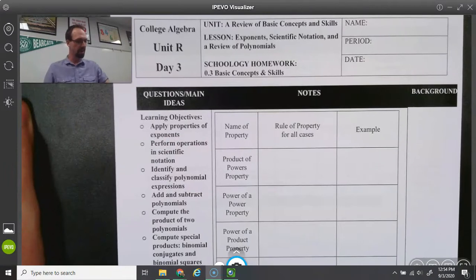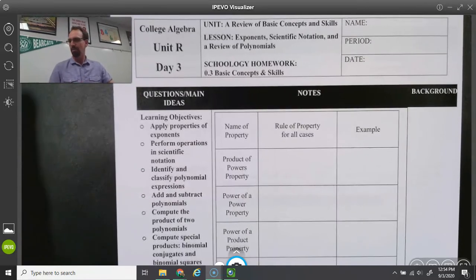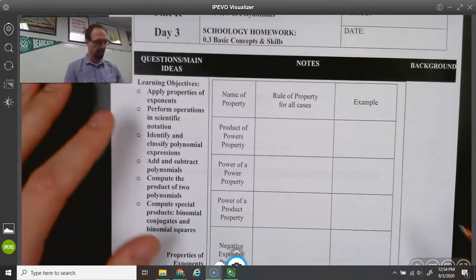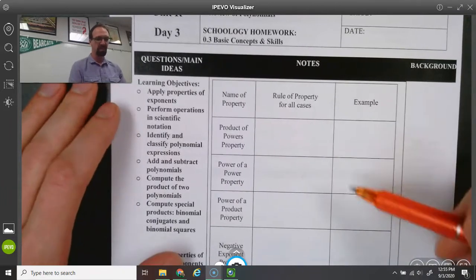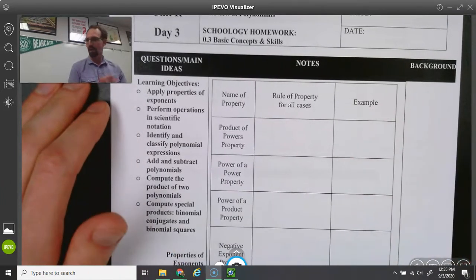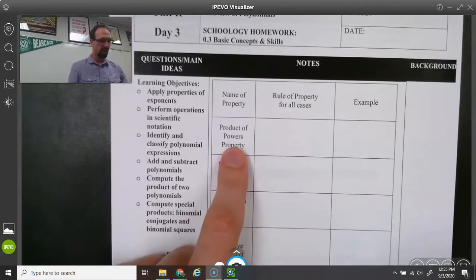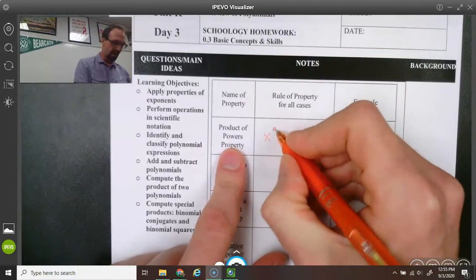Today we're going to be looking at some different ideas with properties of exponents. We're really going to jump into scientific notation and then also review polynomials. In this first example with the properties of exponents, we have the name of the property, which we've already listed down in this table here, the rule or property for all cases, and then I also have a column for the example.